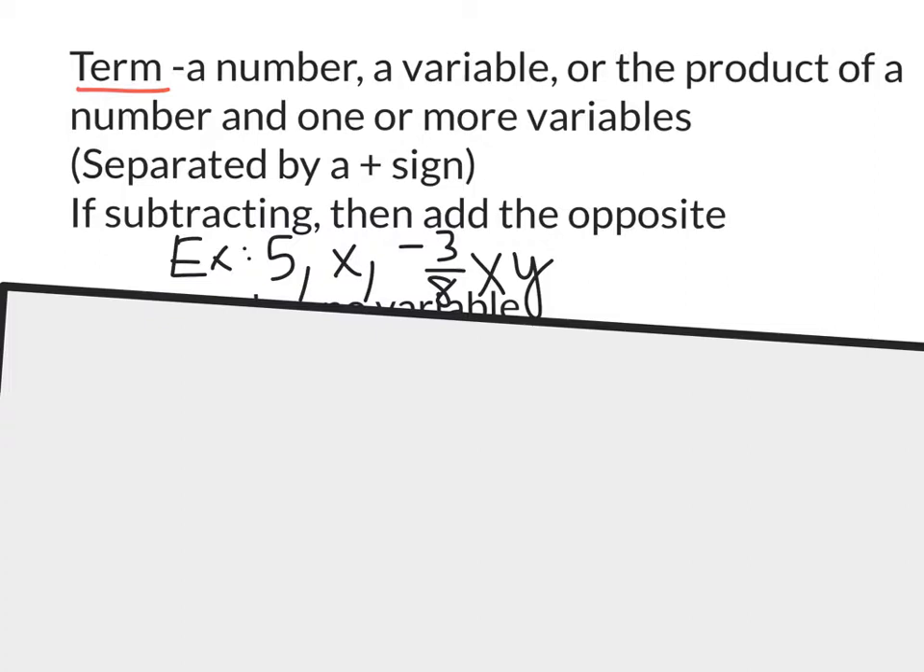So if you're subtracting, then we're going to add the opposite to figure out what our terms are. And again, we'll get into that a little bit more in a minute here. Some examples of terms: we could have 5, we could have x, we could have -3/8 xy. Those are all examples of terms. It's all stuff that's multiplied together. If there's more than one thing there, notice there's no addition or subtraction on those terms.